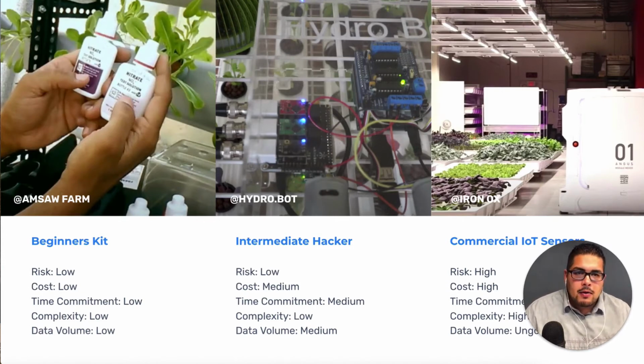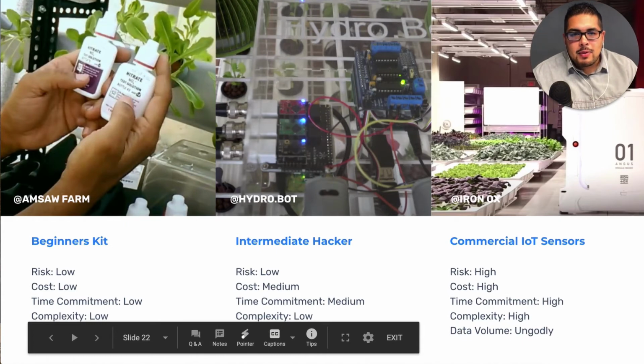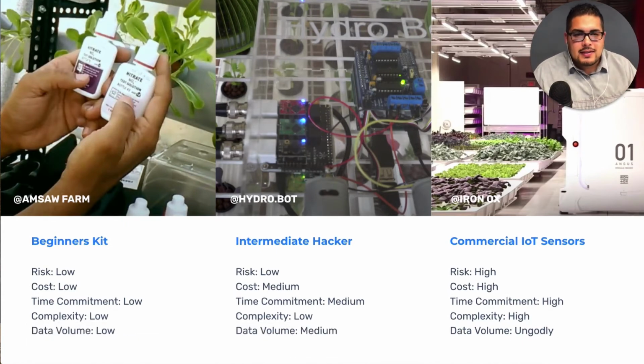So let's just start talking about the beginner's kit. And we have the intermediate hacker kit and the commercial IoT sensors. Those are the 3 levels of integration. And so each one becomes increasingly more complex.